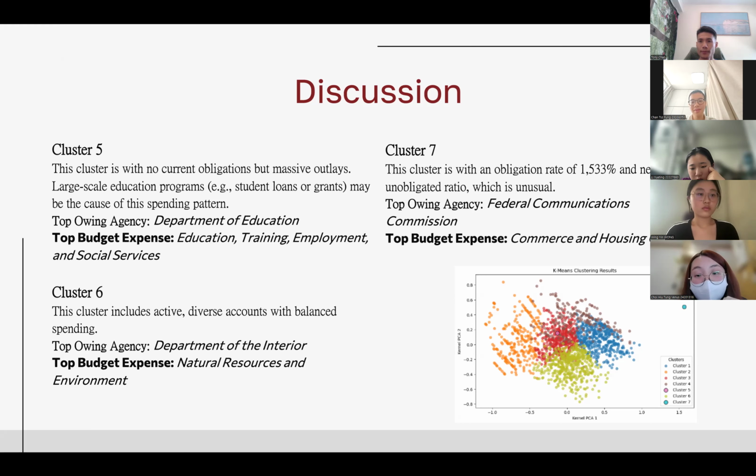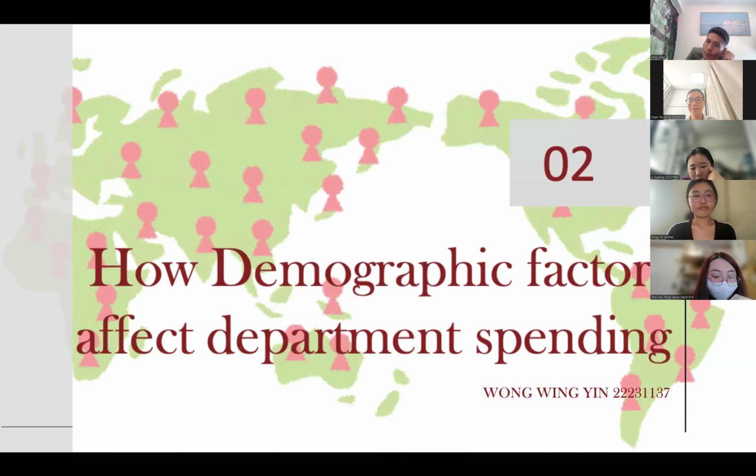Cluster seven is overspending accounts. The majority agency is Federal Communications Commission, and the majority function is commerce and housing credit. Okay, I will pass the microphone to explain more.